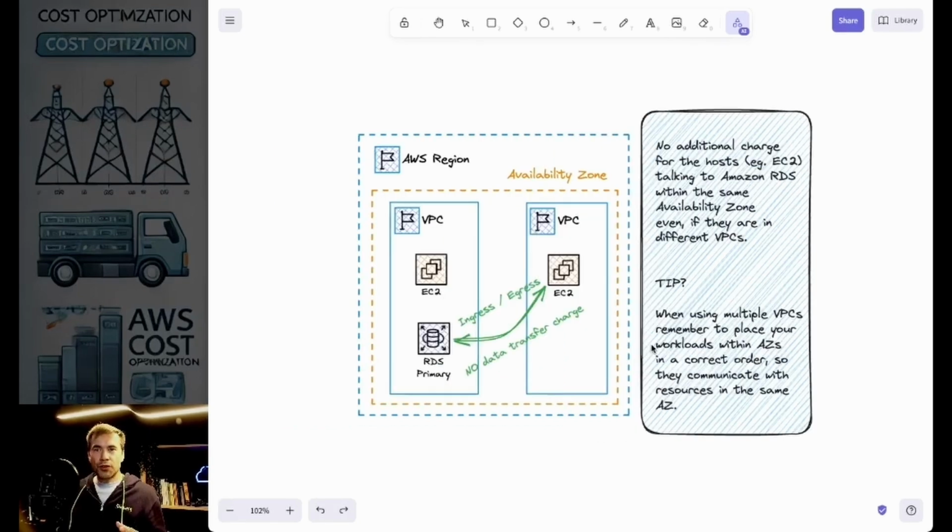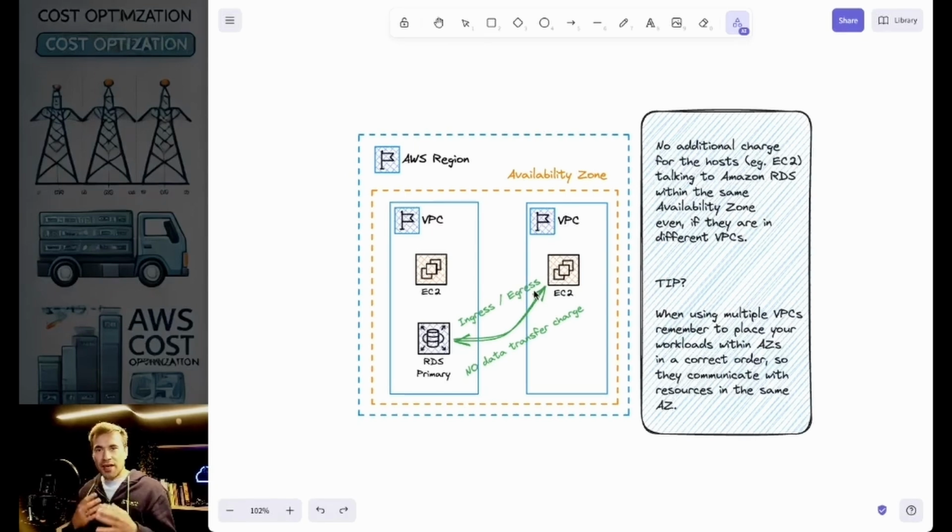What if your EC2 instance, your application, is communicating with your RDS? When RDS nodes are in the same availability zone, even in different VPCs, there is no additional data transfer cost when the EC2 instance or your application from your EKS environment is communicating with your RDS instance.